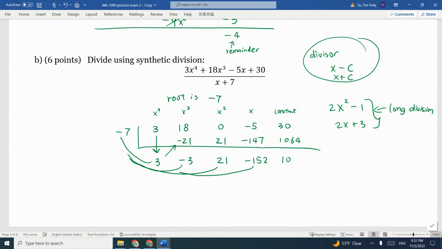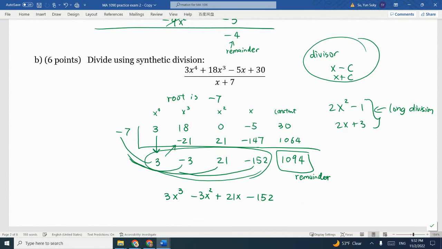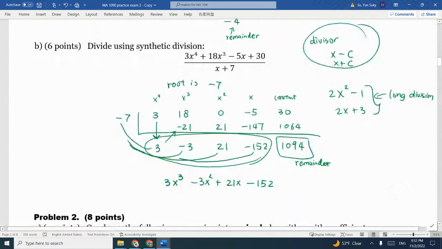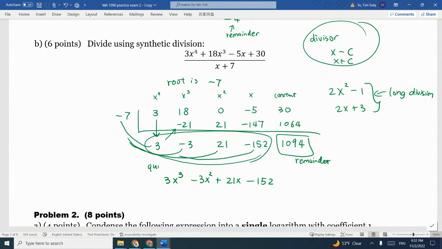Add them, see, it's 1094. This is the remainder. And these are the quotient. So you start with the last number, and then next number you increase the power of x. Next one, 3x squared. Next one, 3x cubed. You increase the power of x. So this is the quotient.